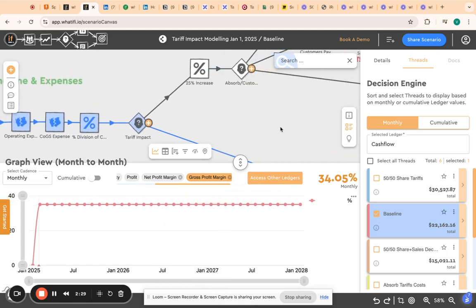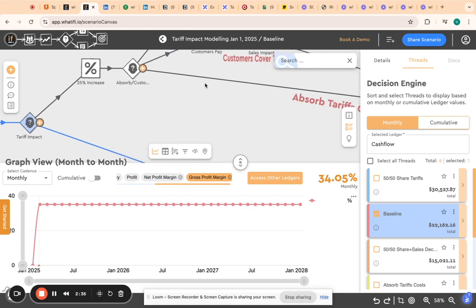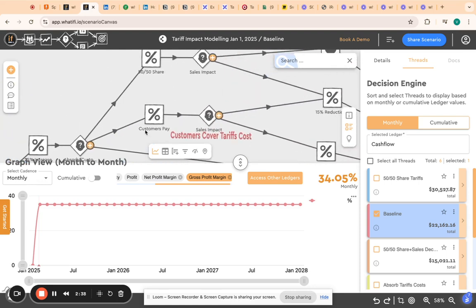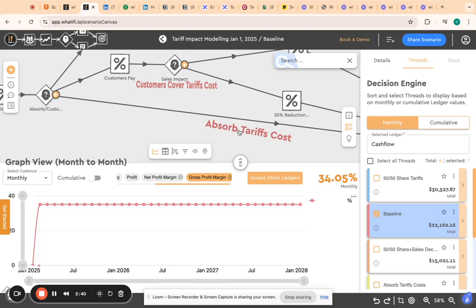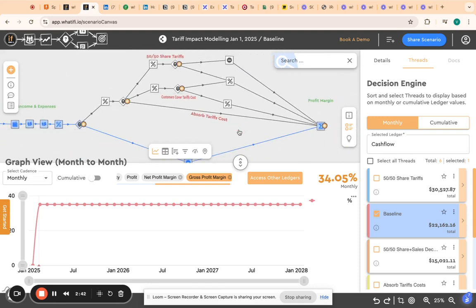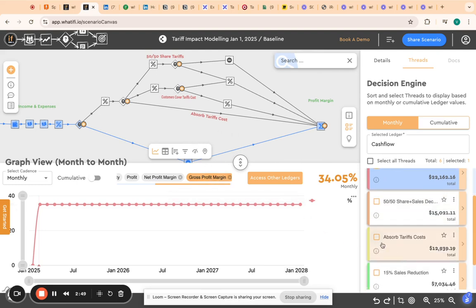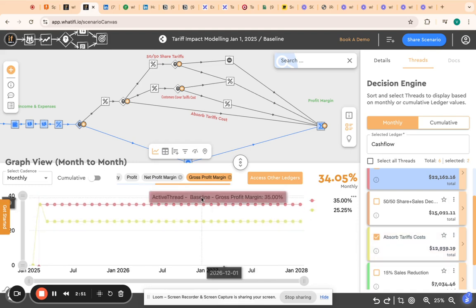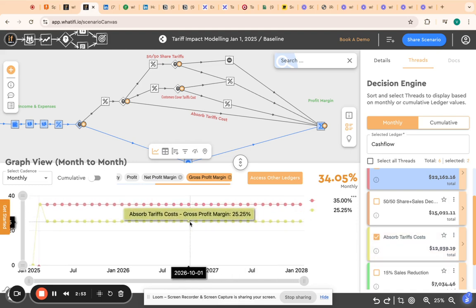Now, the first scenario, if the tariffs are increased by 25%, the businesses have primarily three options. First is absorb the tariff costs. If your business absorbs the entire tariff increase, let's see how your profit margin changes. It drops by 10%, which comes down to 25%. This means reduced profitability, but no impact on your sales volume.